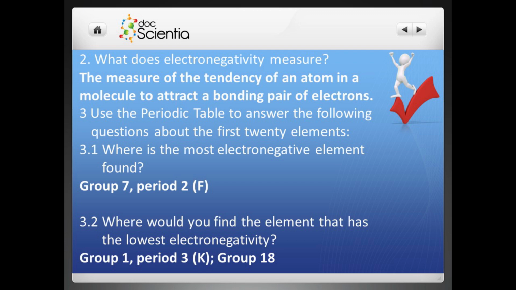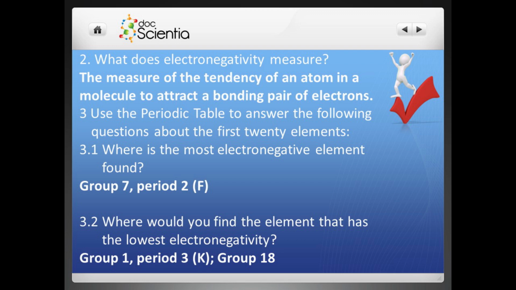Use the periodic table to answer the following questions about the first 20 elements. Just note here it says 20 elements because I wanted to make that mistake and use the whole periodic table. Where is the most electronegative element found? It's group 7, period 2, which is fluorine. And where would you find the least or the lowest electronegative element? Group 1, period 3, potassium.